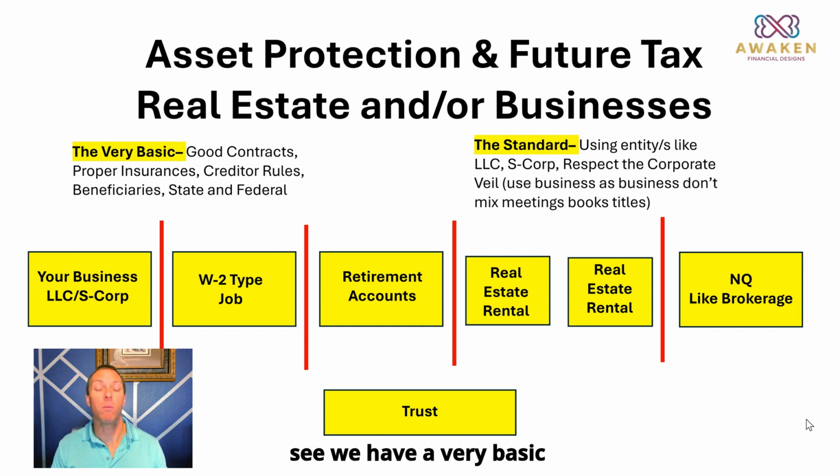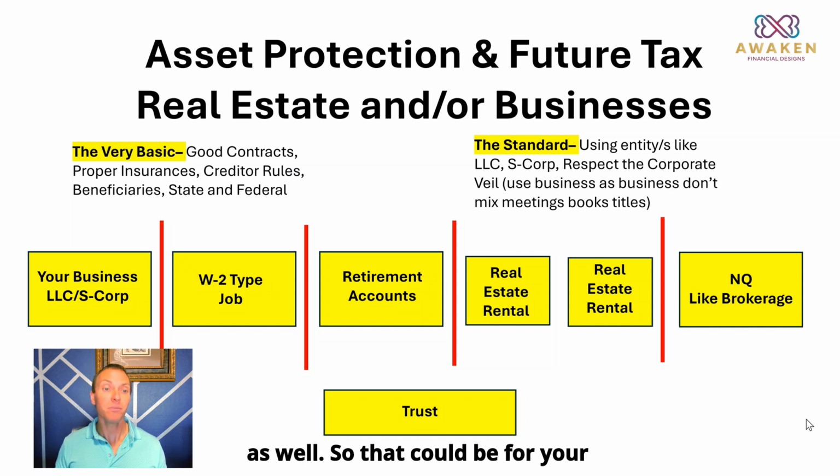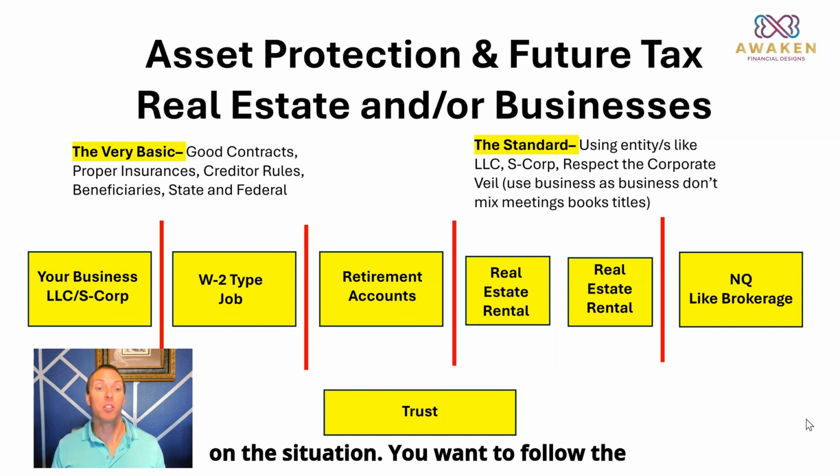Now, down here, you'll see we have a very basic structure that everyone should have at the very least. And that's going to be having your good contracts. So all of your legal documents, your contracting you are using, make sure they are actually valid legal documents that are great for yourself and your own city and your own state for your own circumstances. You also want to have your proper insurances as well. So that could be your umbrella insurance, your liability insurance, or other insurances depending on the situation. You want to follow the creditor rules in your own state as well as the federal. And you also want to make sure you have beneficiaries listed on all your account types or business entities. And then also check with your own state and federal laws.